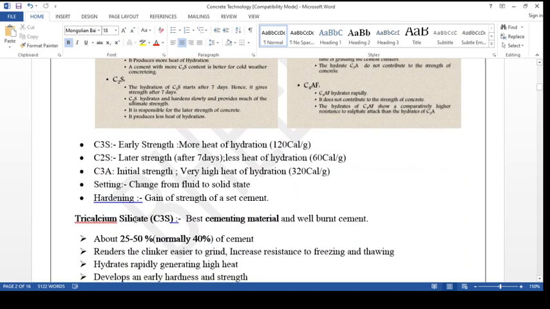And one or two more things are there here. Setting. What is setting? Changing from a fluid state to a solid state is called setting. Hardening. What is hardening? Gain of strength of set cement is called hardening.